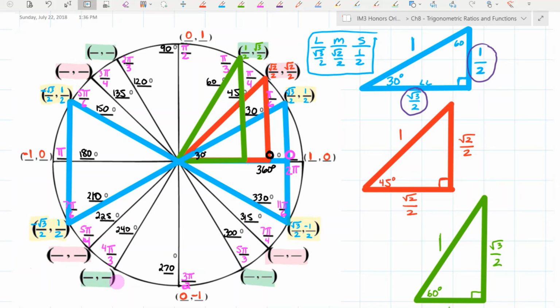All right, hopefully you filled those in. I'm going to fill in the rest of them right now. So this is negative radical 2 over 2, positive radical 2 over 2, negative radical 2 over 2, negative radical 2 over 2, and then positive radical 2 over 2, negative radical 2 over 2. And then for the last one, I'm going to write in black even though it's highlighted in green. Negative 1/2, positive radical 3 over 2, negative 1/2, negative radical 3 over 2, and positive 1/2, negative radical 3 over 2.